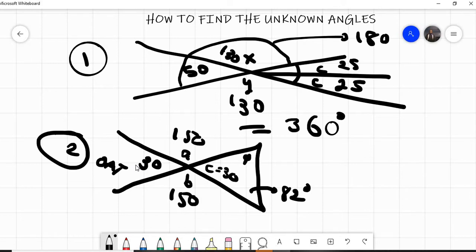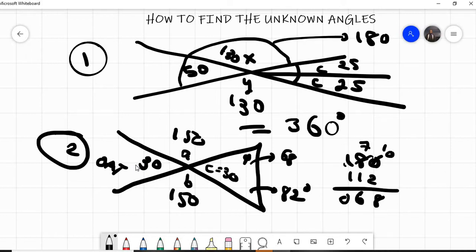So now we add 82 and this one, and we subtract from 180 degrees, because inside the triangle they make up 180 degrees. Then 82 plus 112... and then we subtract. So 180 minus 112 is going to be 68. Because 68, if we add 2, is going to be 70, then 150, and that's going to be 180. So it's correct. All our solutions are very good, correct.